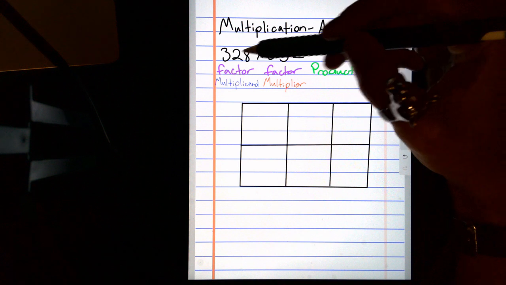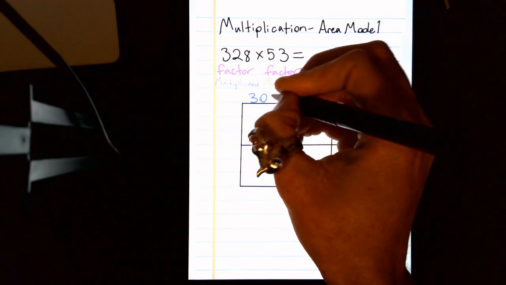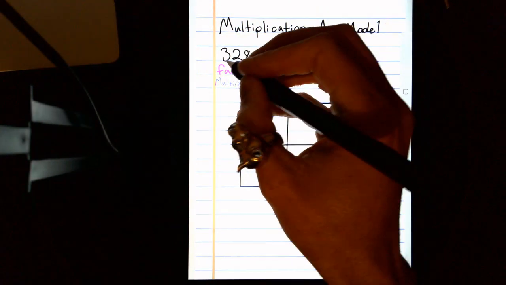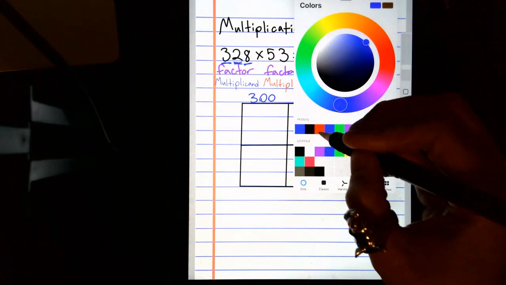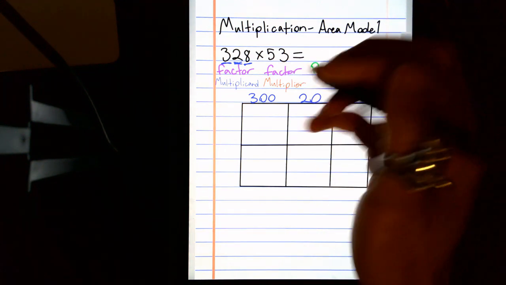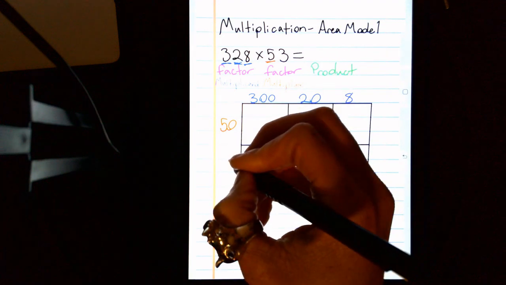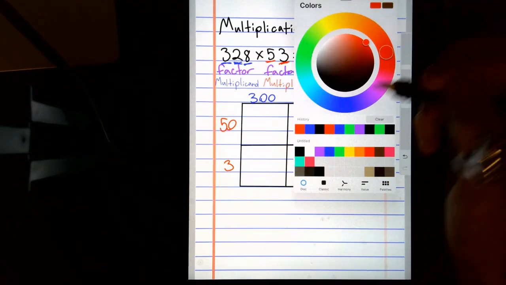Because our first number has 3 digits, we're going to break it up into expanded form, and we will need 3 different sections for each digit. So we have 300, we have 20 in the tens place, and we have 8 in the ones place. For 53, we're going to have 50 and 3 for the ones place. This is our current setup.